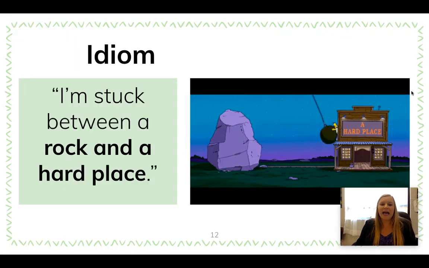Another idiom is, I'm stuck between a rock and a hard place. This is a saying that means that you've got a really difficult decision to make. And either way you choose isn't too great, because a rock and a hard place is basically the same thing.